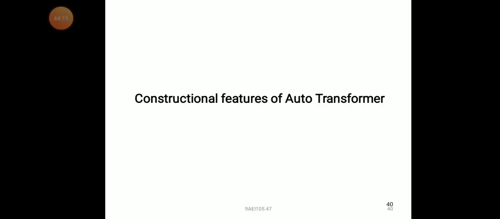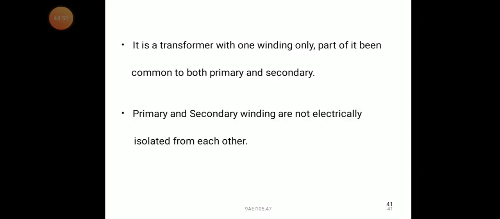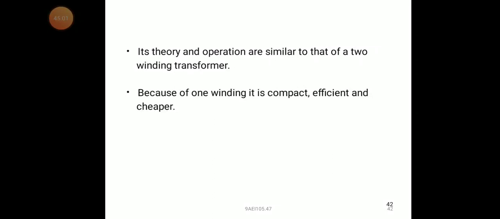Now we discuss the constructional features of the auto transformer. What are the constructional features? An auto transformer is a transformer with one winding only, part of it being common to both primary and secondary winding. The meaning is, in the auto transformer we have only one winding, and one part of it is common to both primary and secondary. Primary and secondary windings are not electrically isolated from each other.